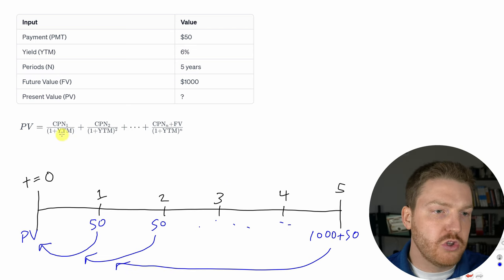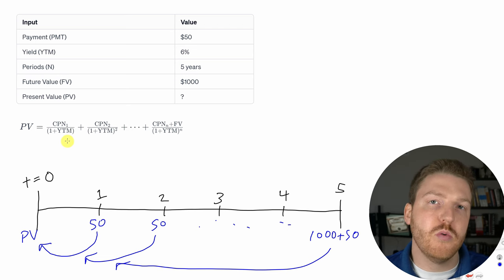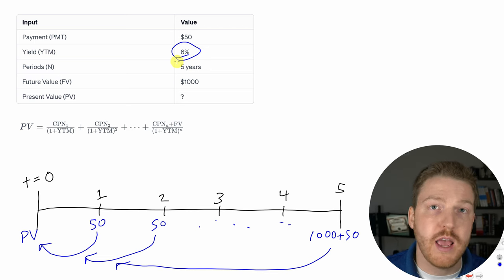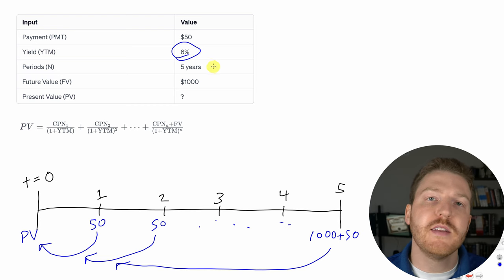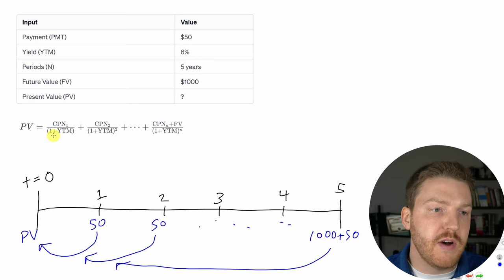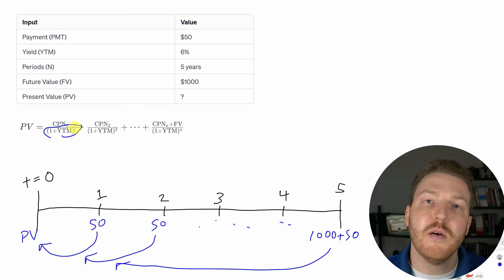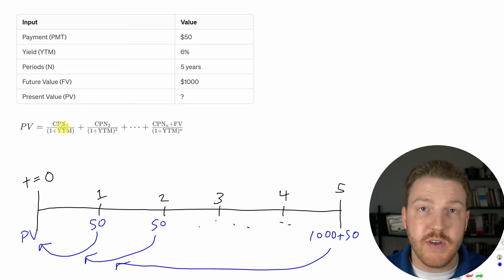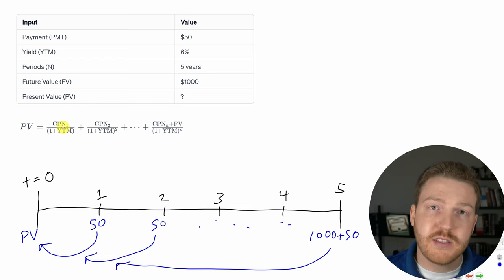Now, that yield to maturity that we discount back by is actually going to be equal to this 6%. And this represents my risk as a borrower. So if I was a more risky borrower, let's say instead of 6%, it was 8%. If it was 8%, that means you'd be dividing each of these coupons by a larger number, which means that the coupon's present value would be lower, which makes sense.